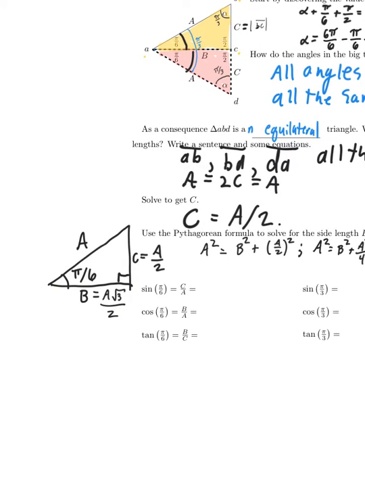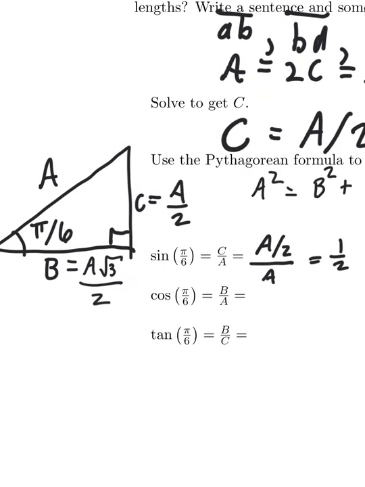Now I can use SOHCAHTOA. So SOHCAHTOA, sine of pi over 6 is opposite over hypotenuse. So that means that sine of pi over 6 is C over A, which is equal to A over 2 divided by A. Hey, that's just a half. Cosine of pi over 6 is B over A.